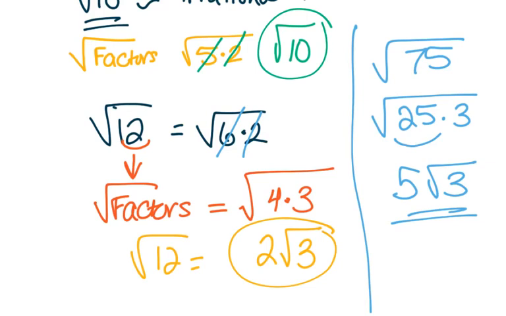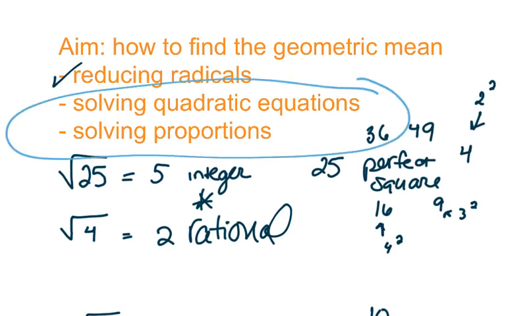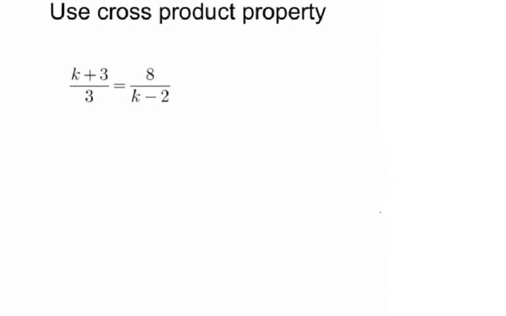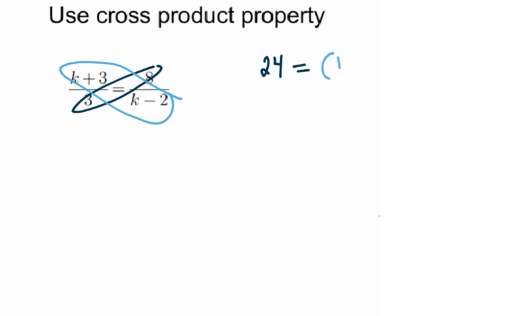All right, so now we're going to go back and solve quadratic equations and solve proportions. I'm actually going to do 2 examples in one. Here's a proportion, and we're going to use the cross product property to solve this. So let's go ahead and cross multiply 8 times 3. This gives us 24. And on the other end, we've got k plus 3 times k minus 2.